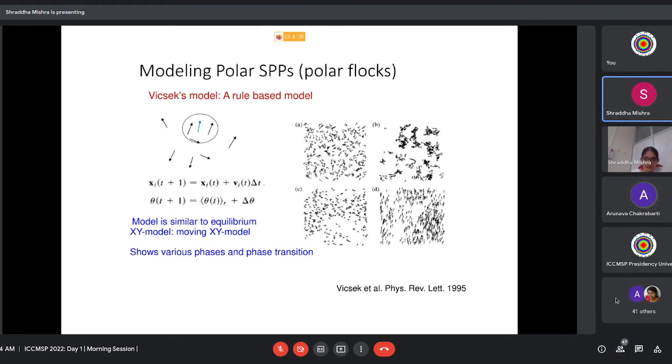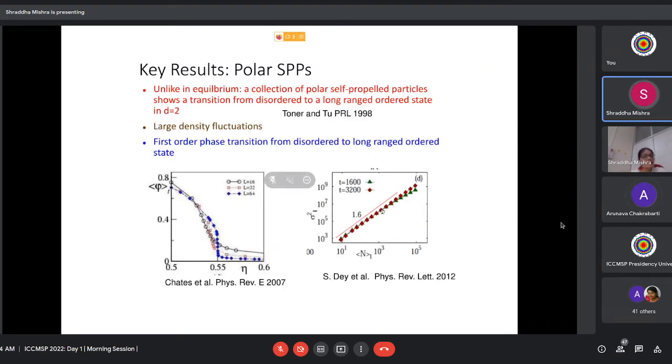Now, what are the key results? This is actually a clean model. What is the key result of these polar self-propelled particles in this clean environment? There are various results, or rather, various studies have been done. I'm just going to focus on the key results of this system.